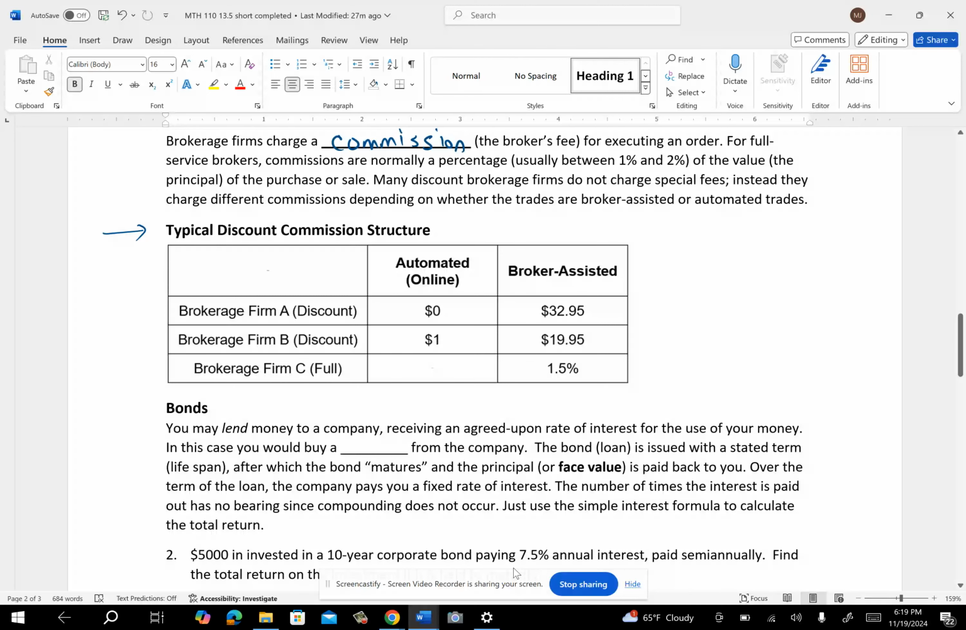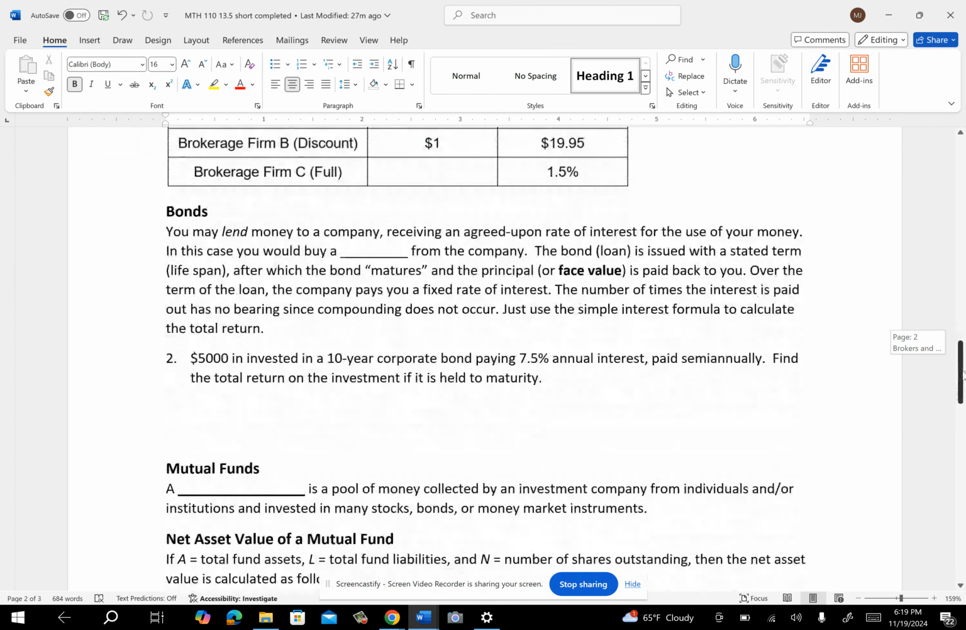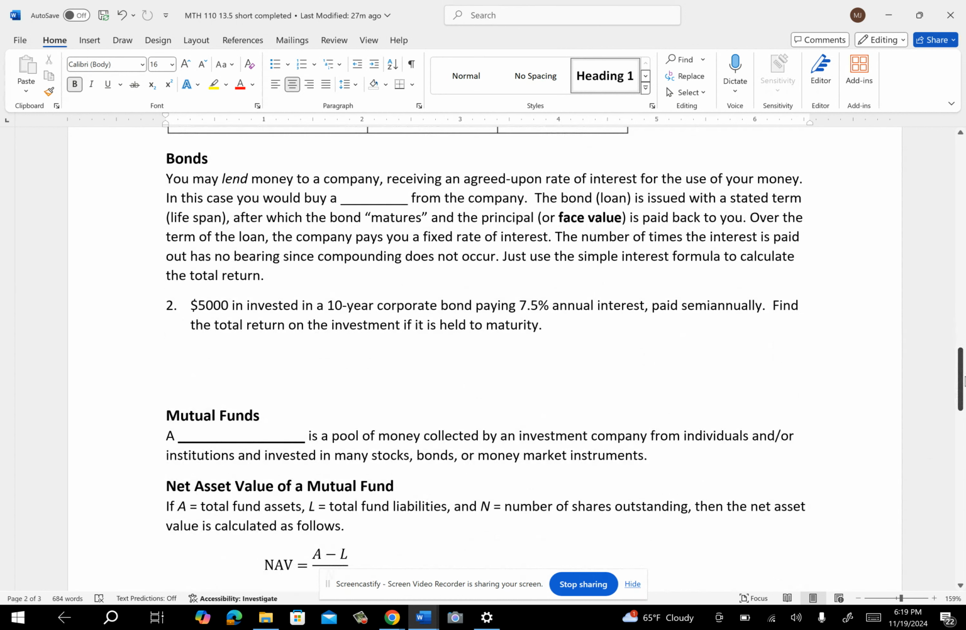Right, so I'm going to continue with 13.5. I'm going to be looking at both bonds and mutual funds in this video.